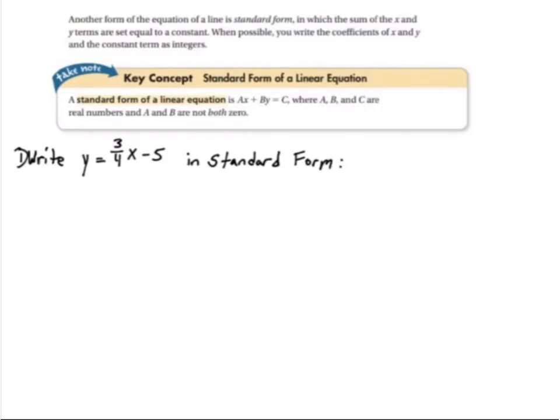Another way to write an equation is in what they call standard form. So standard form for a linear equation is ax plus by equals c, where a, b, and c are real numbers, and a and b are both non-zero.